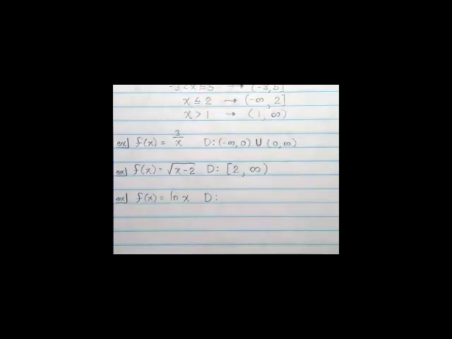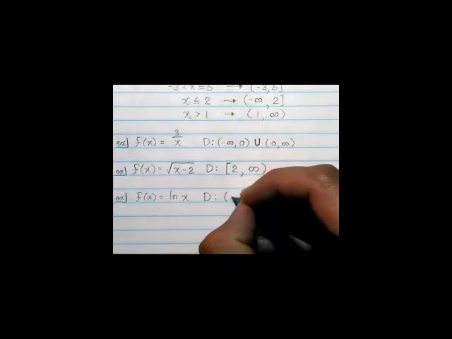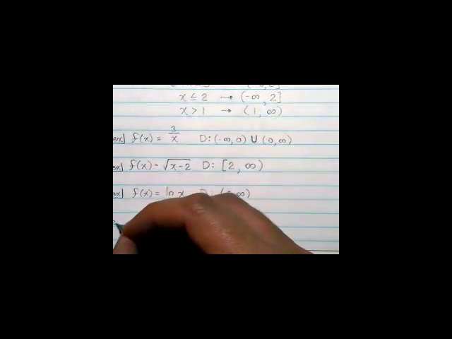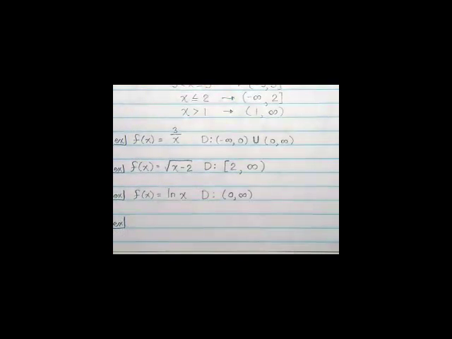So the domain for this is 0 to infinity, but not including 0. So it would look like that. All right. A natural log is the inverse of an exponential. So think about how an exponential works. And x and y then are switching roles. It does the opposite. It undoes an exponential.